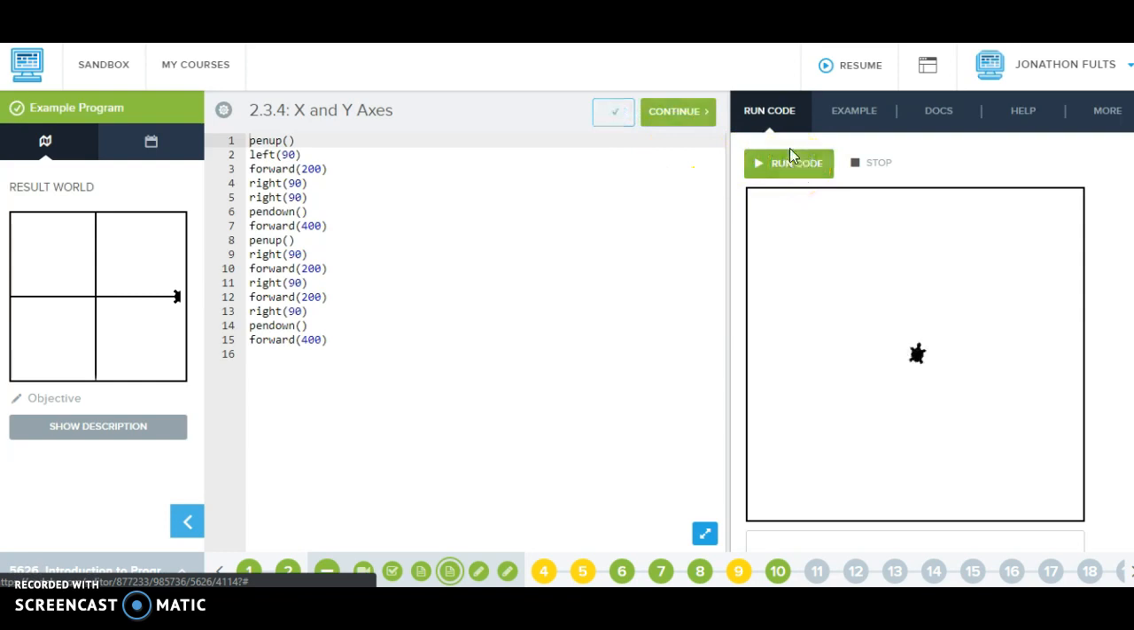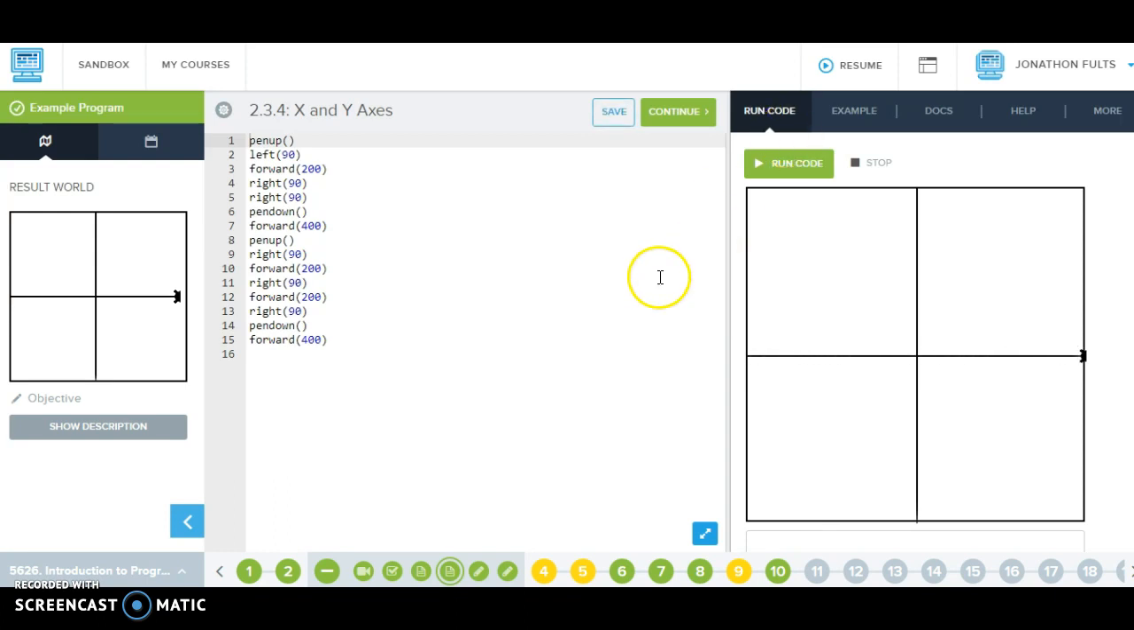Ooh, X and Y axes. I don't believe I did this one correctly, but it looks mighty fine. So this one lifts up the pen, takes it all the way back up to the top, drops it down 200, and then it circles itself around and goes across and creates the XY axis with forward, right, pen down, pen up.